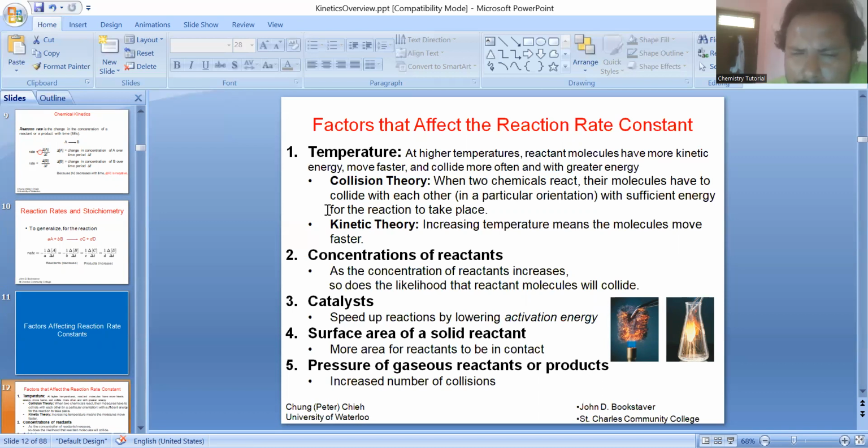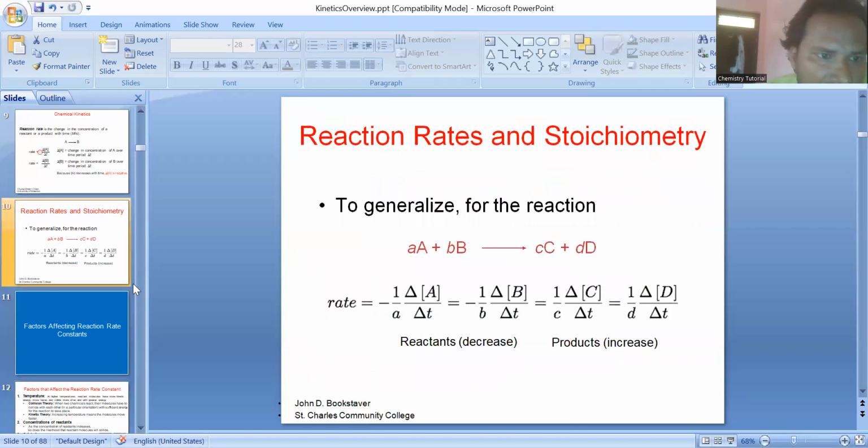and the chances of product formation will be high. A catalyst speeds up the reaction by lowering the activation energy, by which the time taken by the reactant to convert into products will be less. Surface area also affects this, because with more surface area, chances of collision will be much more and chances of product formation will be higher. Pressure of gaseous reactants and products also affects the rate; if you increase the pressure, collision will be much higher and product formation will be faster.